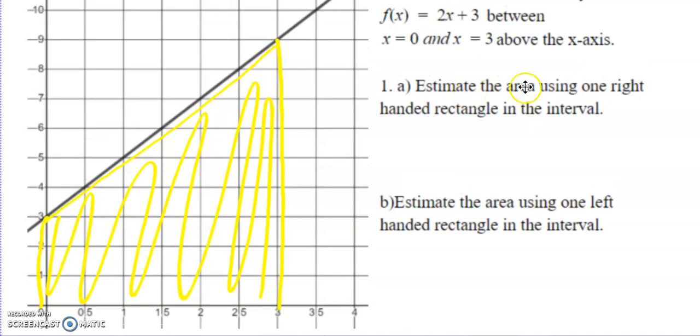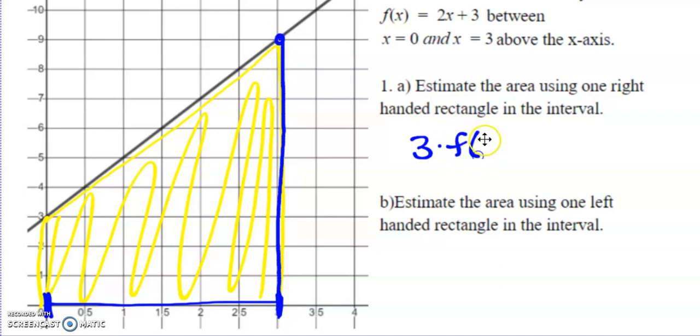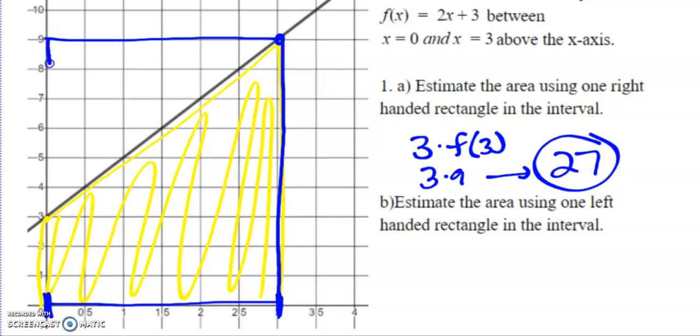So estimate the area using one right-handed rectangle in the interval. So I'm supposed to look from 0 to 3. I'm supposed to use one giant width of 3, and I'm supposed to use my right hand, which says f of 3. Well, f of 3 happened to be 9, so 3 times 9 is 27. That is way too big of an overestimate.